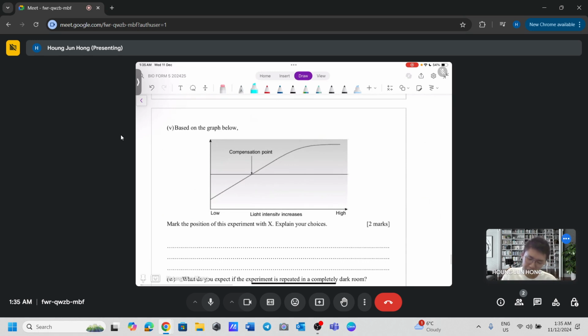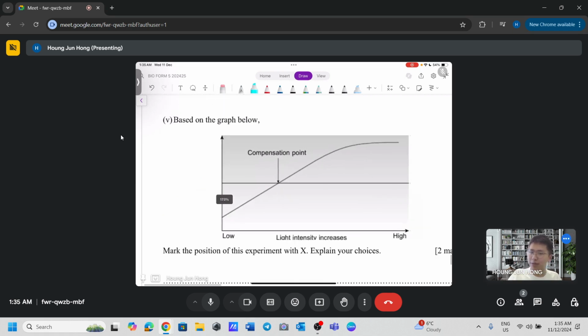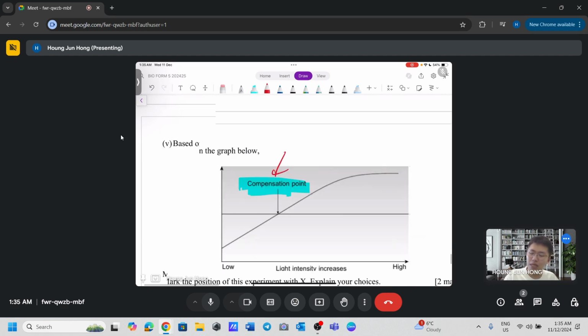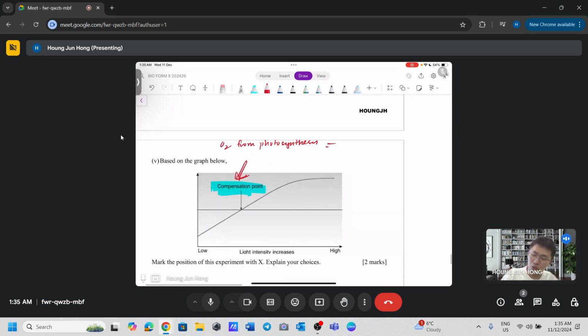Anyway, next one. OK, let's look at V. In this experiment, where do we visualize your experiment? Because you see, this is the compensation point. If you remember about this point, what happened here? Oxygen. Now this is an experiment about oxygen also, so we focus on oxygen. That means oxygen from photosynthesis at this point is equal to oxygen used by respiration.